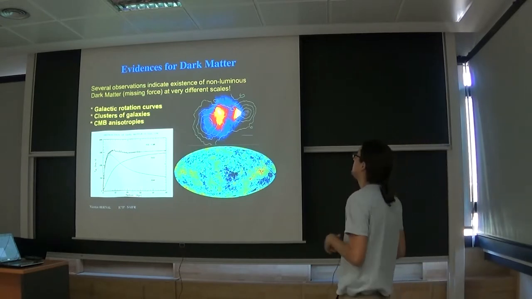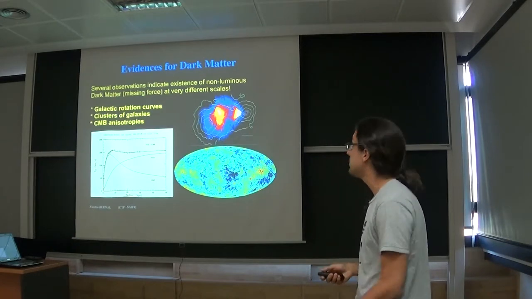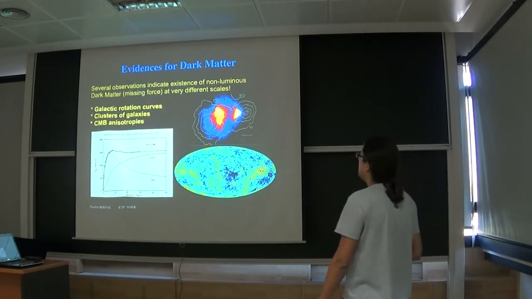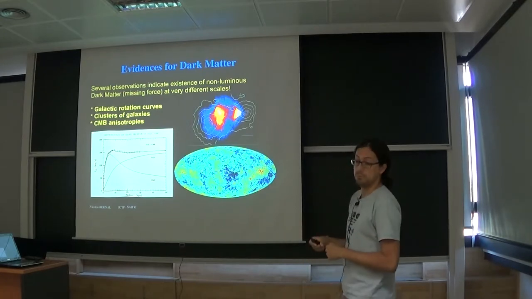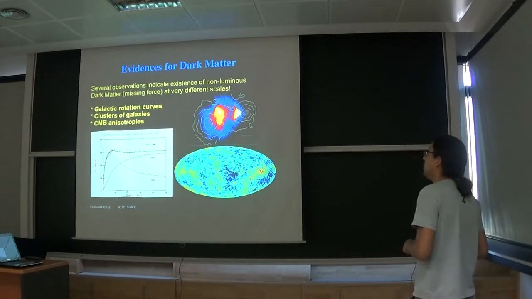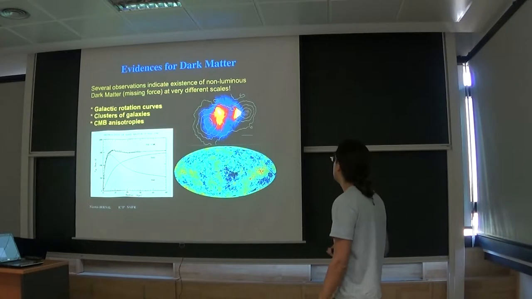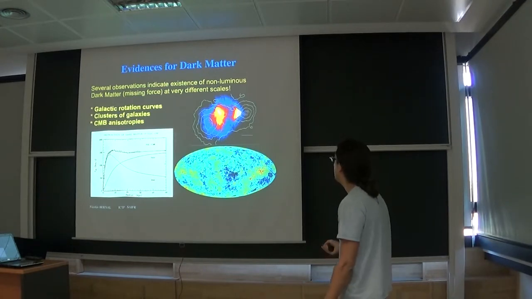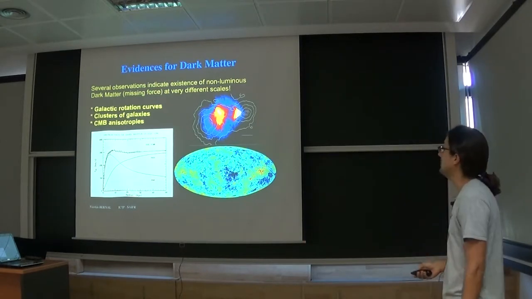So just a very first slide about dark matter, the evidence of dark matter. We know that there are several observations that indicate this non-luminous dark matter. It's actually a missing force, some missing gravitational force, at very different scales. Basically at small scales, scales of galaxies, with the flat behavior of the rotation of galaxies. But also we have this kind of behavior at the level of clusters of galaxies, and at an even bigger scale, for example, with the CMB anisotropies that can be very well explained in the context of the lambda CDM model.